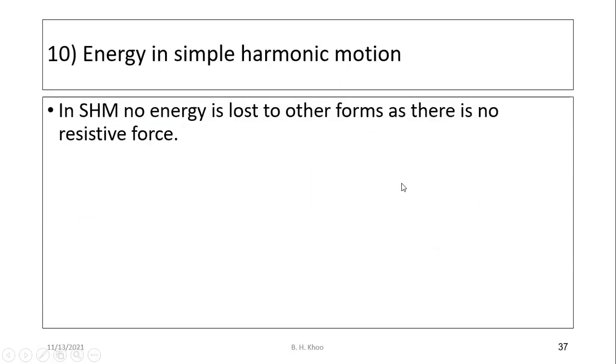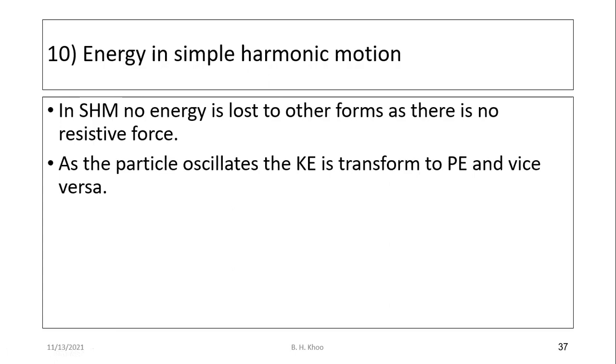In simple harmonic motion, remember they call it the total energy of the system. The system is the simple harmonic motion, not the total energy of everything. Keep that in mind. That means it's total mechanical energy of the motion. In simple harmonic motion, no energy is lost to other forms as there is no resistive force. Remember, we are doing the experiment in a vacuum, no resistive force, so the oscillation will go on forever. Of course, there's no such thing now, but that is the perfect simple harmonic motion that we are looking at.